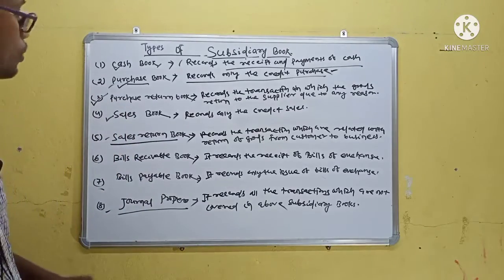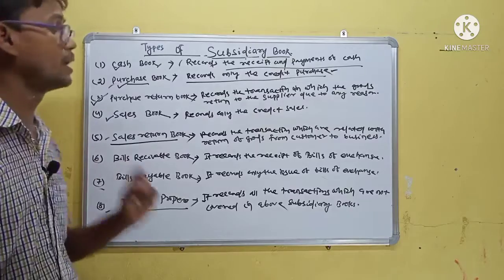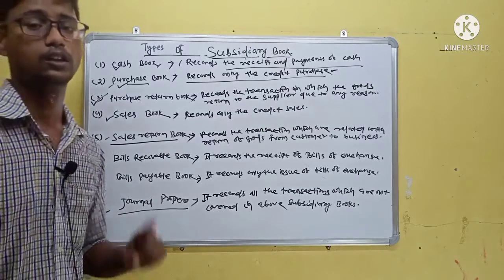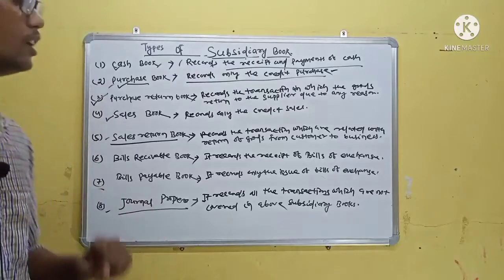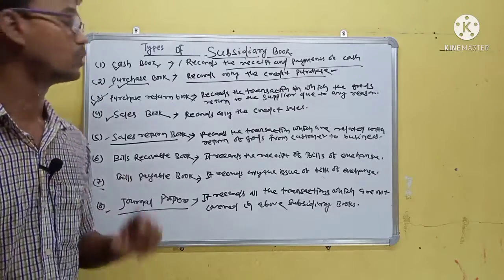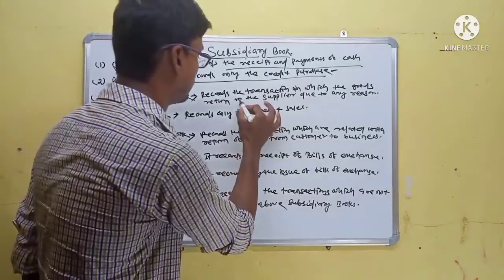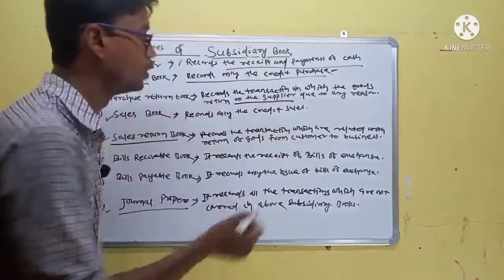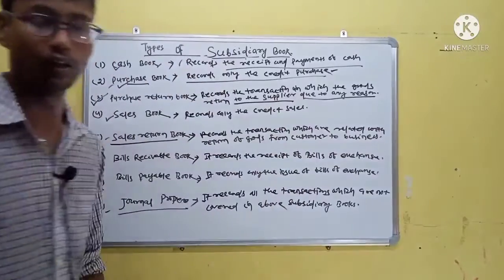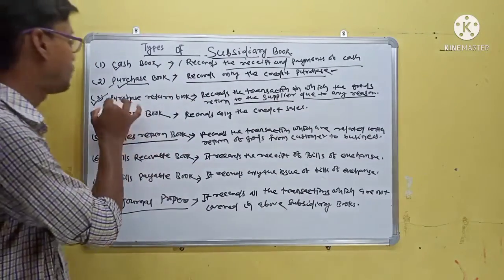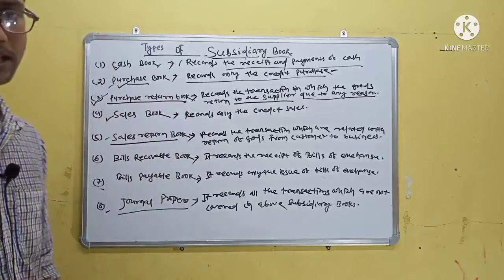And third is the purchase return book. The purchase return book is otherwise named the return outward book, and it records the transactions related to goods returned by the business to the supplier due to any reason. Such transactions are recorded in the purchase return book.